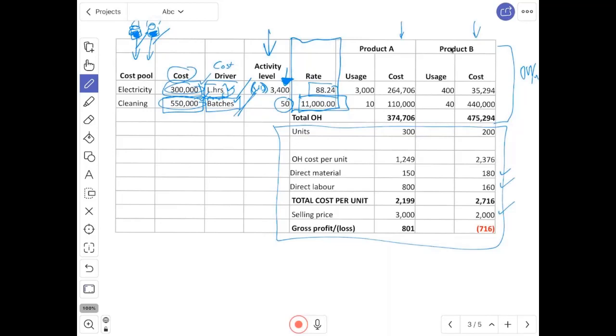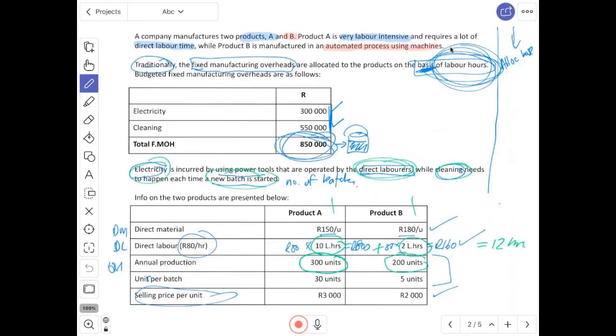What about the batches? Now, this is a bit of a tricky one. I get this question often. How do you calculate the number of batches? Because they gave us units per batch, 30 for A. So every time we make a batch of A, we'd make 30 units. And then 5 units in a batch of B. Now, what is the total number of batches? Is it 30 plus 5? 35? No. It's not 35.